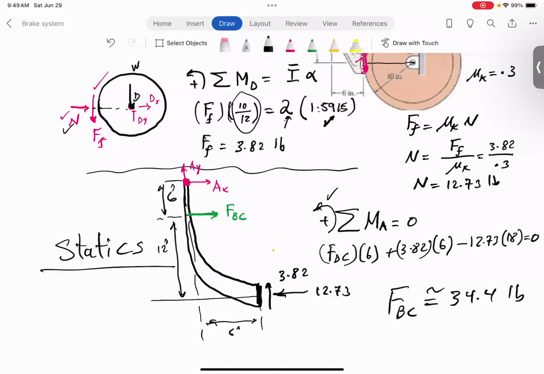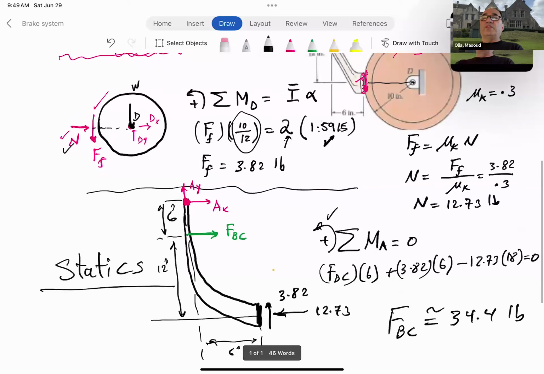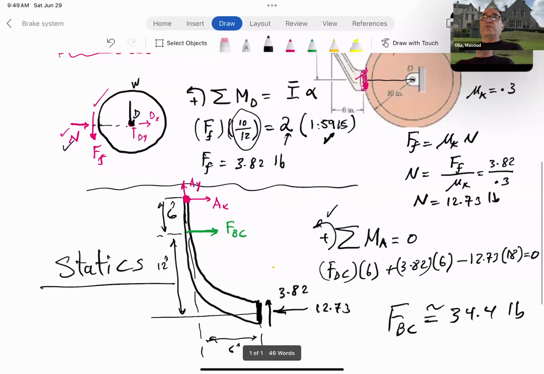Of course, this was your foot that is trying to apply to the pedal. You can't probably put 34 pounds. So as I said, that's where the electronic system comes in to boost the force for you, to amplify the force.